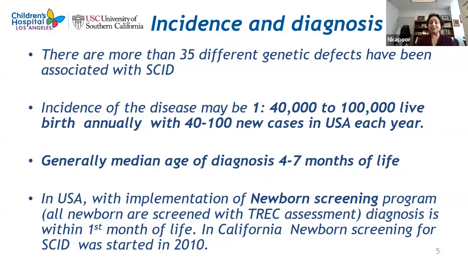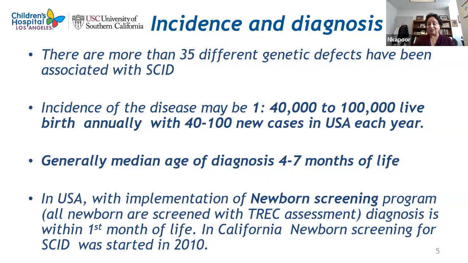Okay, as I mentioned to you, generally the median age for the diagnosis of this disease used to be 4 to 7 months of life. We did not make the diagnosis before that time, but now things have changed. Remember what I had explained, that for the first few months you have maternal protection. So that used to be the median time when we would see these patients. But nowadays in the US, we have a newborn screening program where all newborns are screened for severe combined immunodeficiency. That's primarily looking at the T cell.